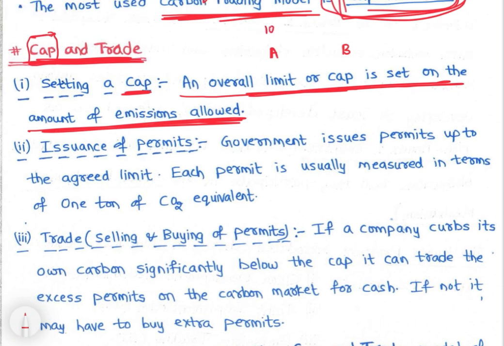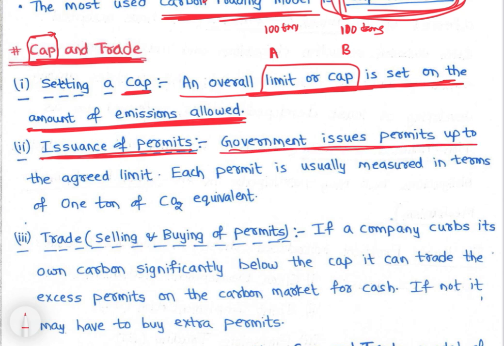So 100 is a limit. You can emit up to 100 tons of CO2. That is a cap. Overall limit or cap is set on the amount of emissions allowed. Let's say 100 tons. Now issuance of permit, that is, the government issues permits up to the agreed limit. So the government has issued permits to emit 100 tons.